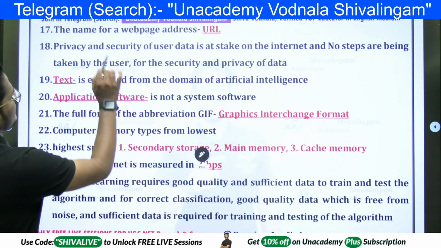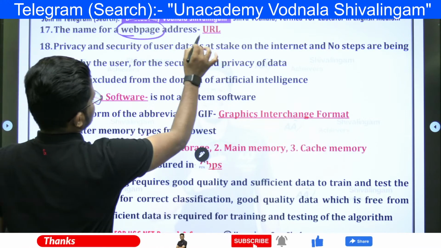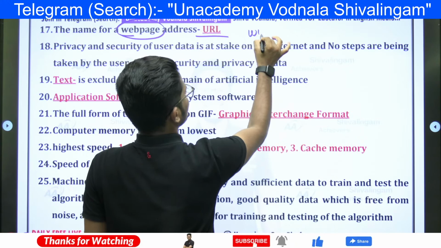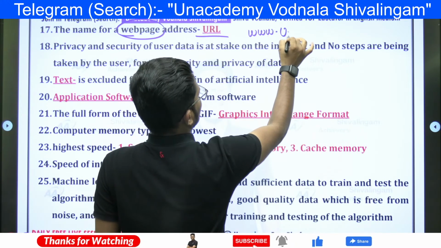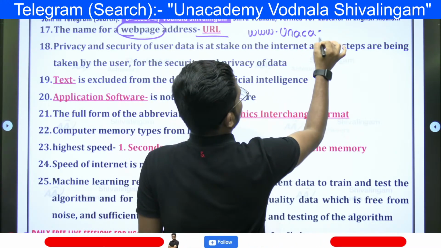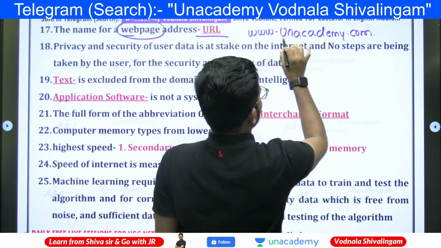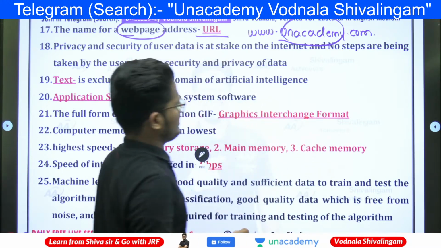Next, the name for the web page address is called as a URL. The name of the URL is www.unacademy.com. So this is a URL. This is a URL where the domain is there and the host name is also there. That is unacademy.com.